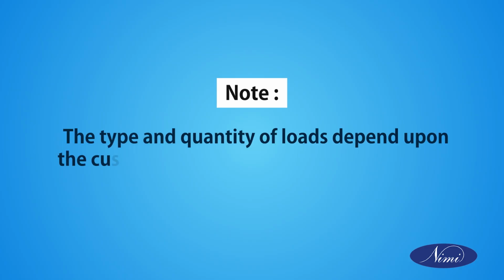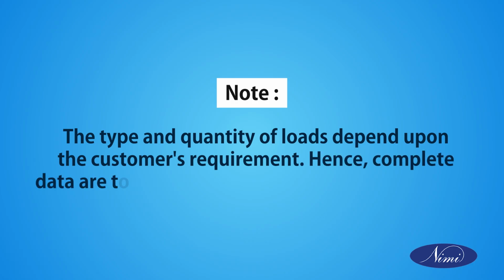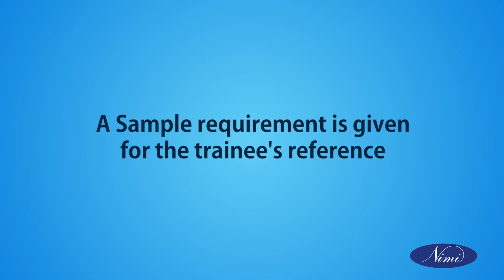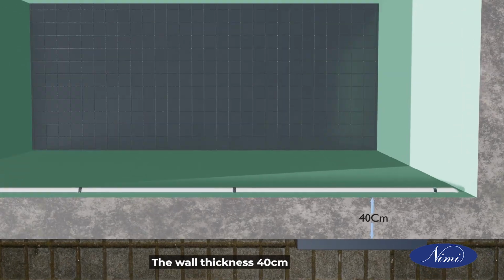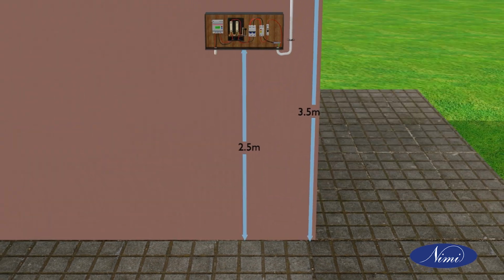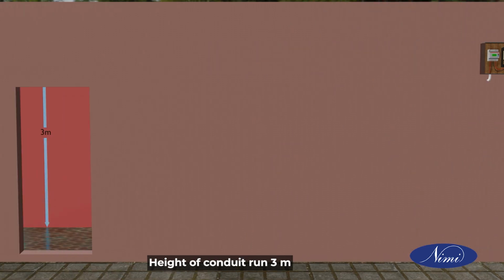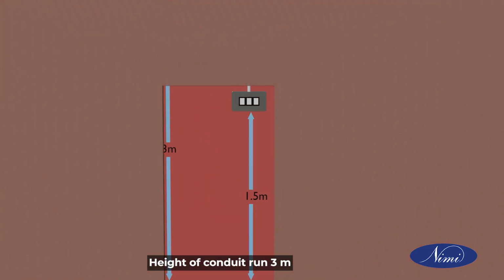Note: the type and quantity of loads depend upon the customer's requirement. Hence, complete data are to be collected before starting estimation. A sample requirement is given for the trainee's reference. The wall thickness is 40 cm. The height of roof from ground is 3.5 meter. Height of conduit run is 3 meter.